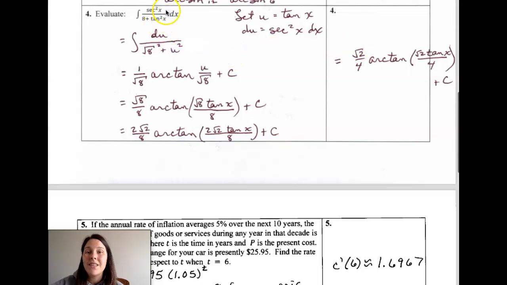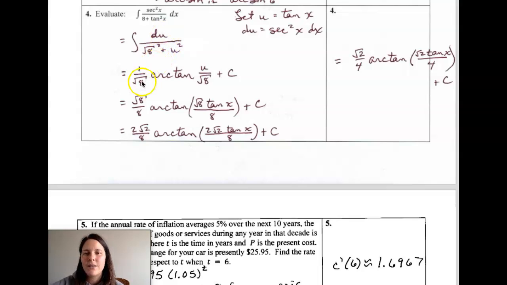Example 4, same thing. This is doable by recognizing patterns, but again, with that trig thrown in there, you might want to go ahead and let u equal tangent. Derivative of that is secant squared, which replaces our numerator. And then we have in the denominator, I was kind of explicitly showing that square root of 8 squared gives us that a value. And then the u squared, of course, u is our u value.